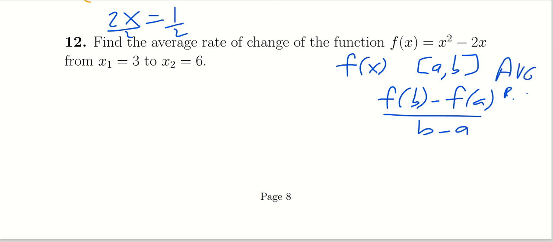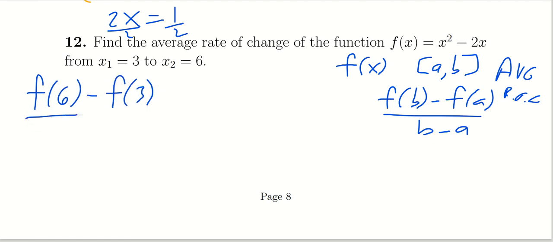So average rate of change. For this function, we want to find the average rate of change from 3 to 6. So that's going to be f of 6 minus f of 3 divided by 6 minus 3. Again, in the numerator, we have two different function evaluations, f of 6 and f of 3. The denominator is just the difference of the x values. So 6 minus 3, we know it's going to be 3.